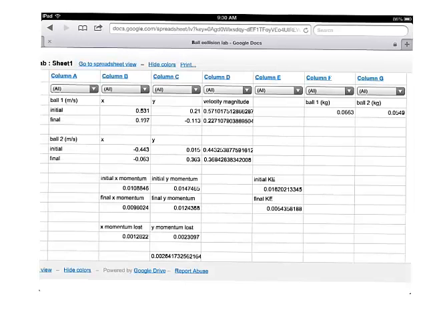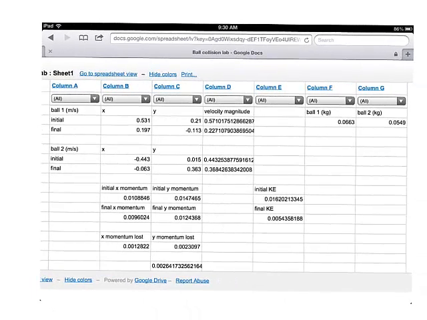So this is our data from the lab. We have our ball's initial velocity over here. This is ball 1 over here. This is its initial x velocity, which is right here, and its initial y velocity is over here. We then have the final x velocity of ball 1 and final y velocity. These are the x, y parts of the vectors, the components of the vectors.